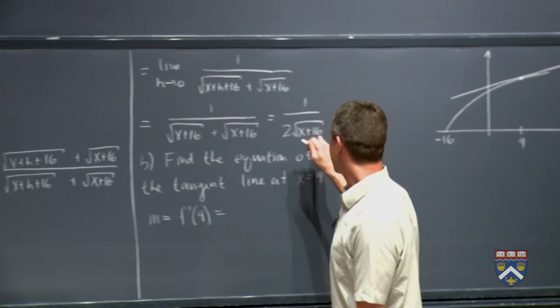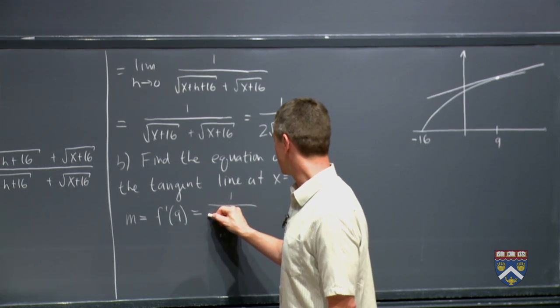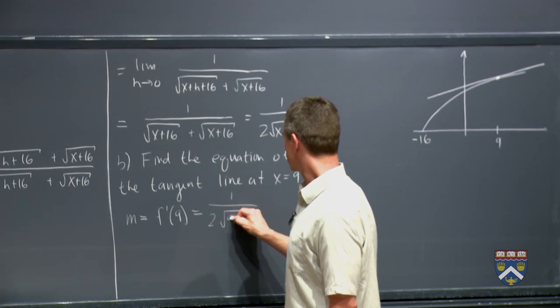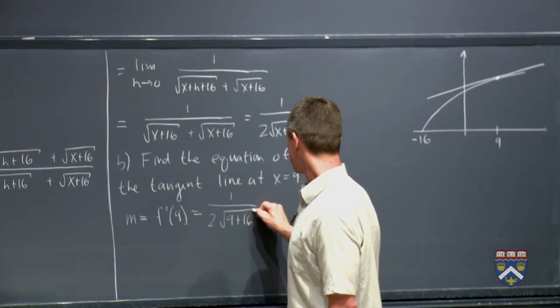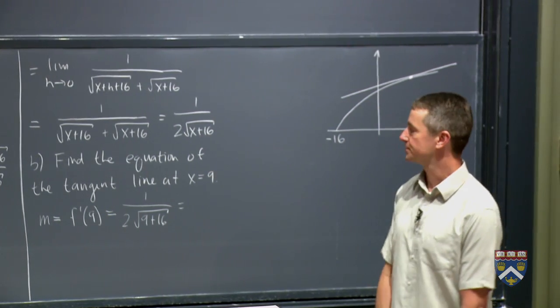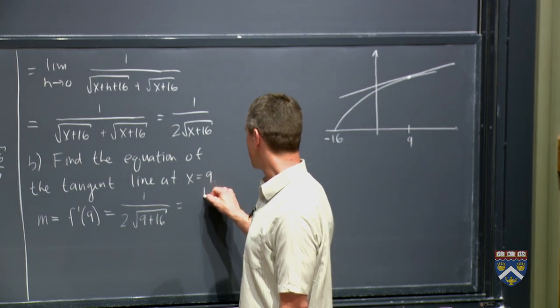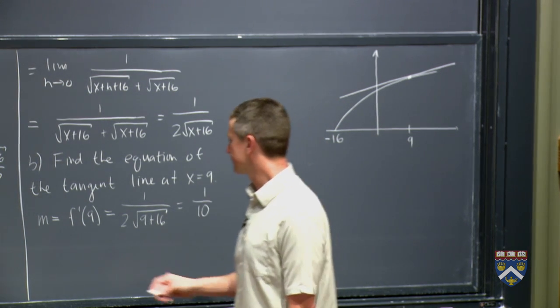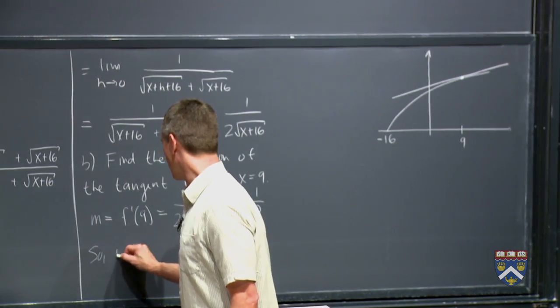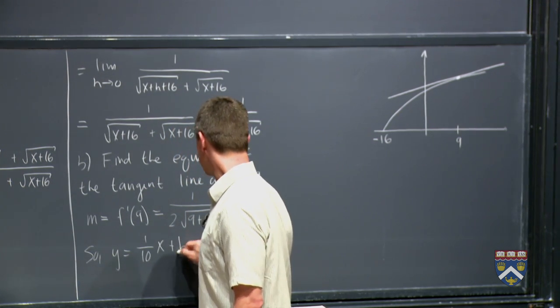So we're going to plug 9 into our function up here, our derivative function, as we've named it. Nice how this worked out. Since we chose 9, we get the square root of 25, which is just 5. So that's 1 over 2 times 5, so 1/10. So now we know that y is going to be 1/10 x plus b.